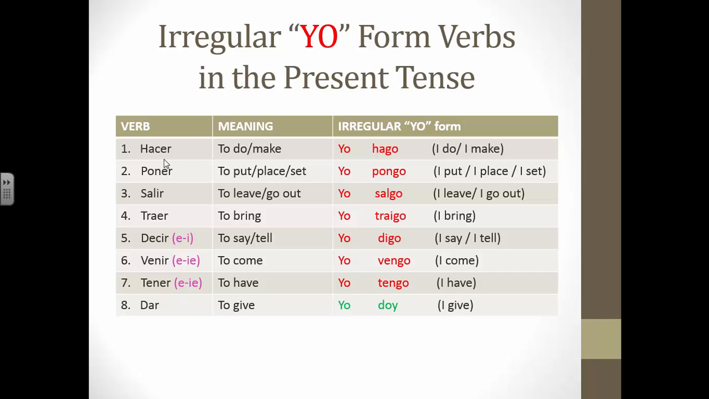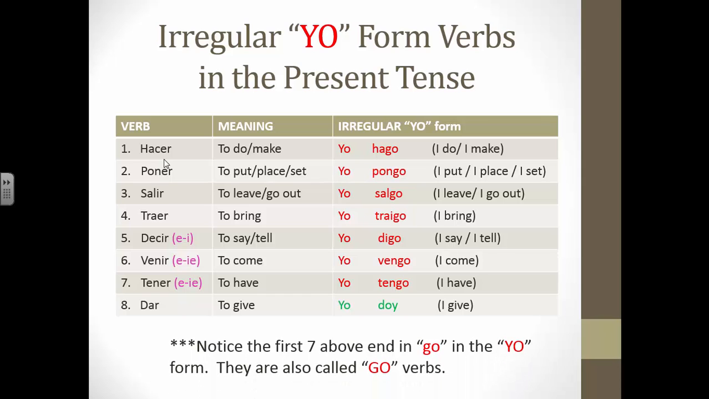Okay, tener, we already know, is an E to IE, and it's also an irregular yo, and we've practiced this and know this one very well. Tener means to have, and yo tengo means I have. And then the last one's a little different. Notice it doesn't have go on the end. Dar means to give. You need to memorize yo doy means I give.